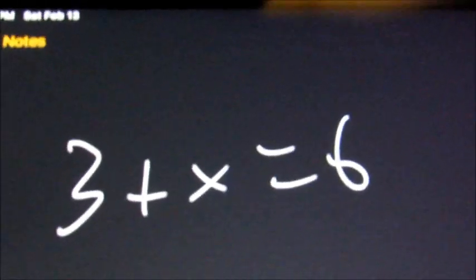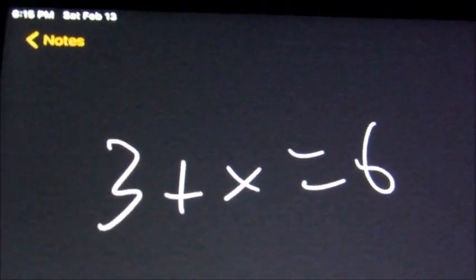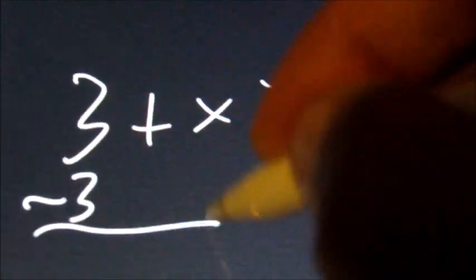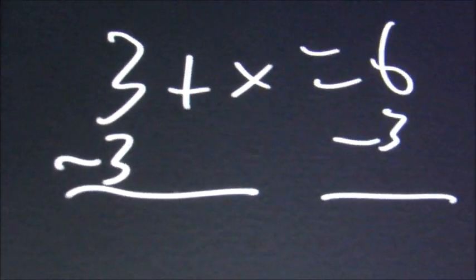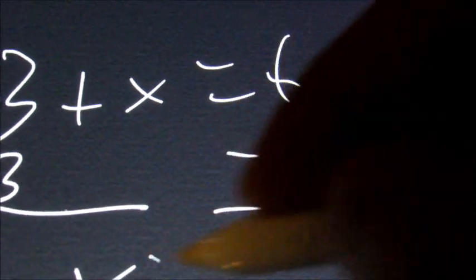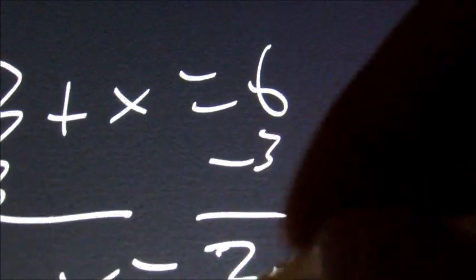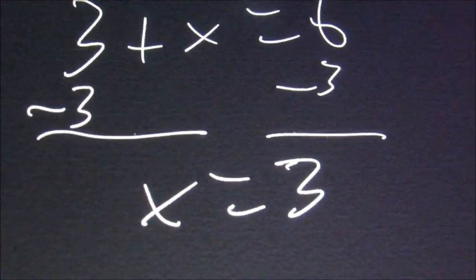All right, let's say that we have 3 plus x equals 6. Okay, so here, you see how the 3 is positive. That means we need to subtract 3 from both sides. When we do that, we have 3 minus 3, which is 0. We're left with x. And we have 6 minus 3, which is 3.